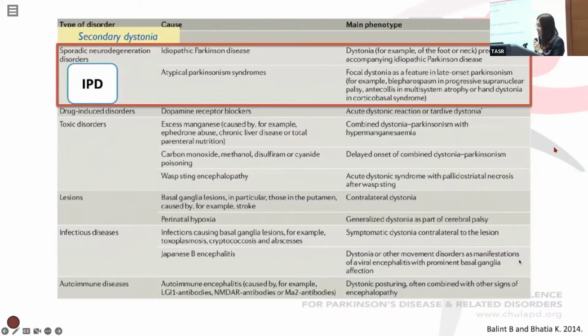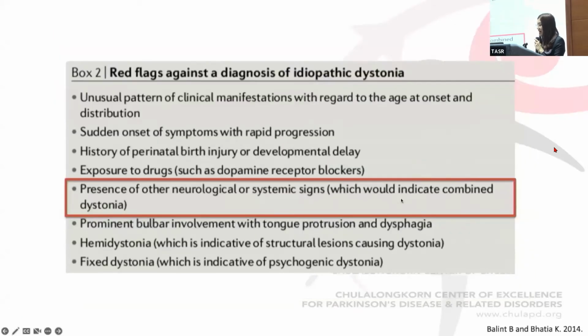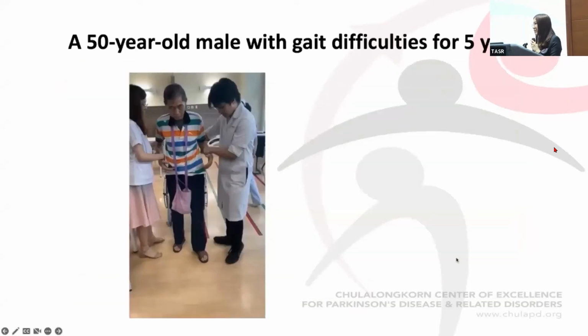So the cause of dystonia can also be simply classified into primary and secondary dystonia. Because this patient has clinical Parkinsonism with dystonia compatible with young onset Parkinsonism, his etiology is of the type of secondary dystonia as shown in the red box. Before the end of this case, I'd like to emphasize the red flags of secondary dystonia. In this patient, there is the presence of other neurological or systemic signs, which indicates combined dystonia and leads us to the diagnosis of idiopathic Parkinson's disease, and also combined with the neurological signs of asymmetrical Parkinsonism.